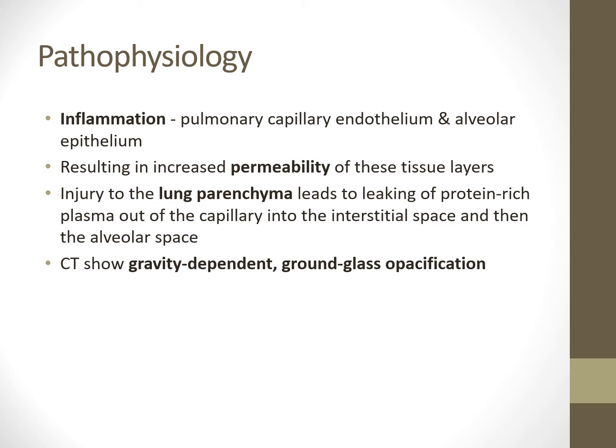So in the pathophysiology, there's inflammation that is found in the pulmonary capillary endothelium and the alveolar endothelium. What happens then results in increased permeability of these tissue layers, and that's how the lung really gets kind of heavy and wet. The injury to the lung parenchyma then leads to leaking of protein-rich plasma out of the capillaries into the interstitial spaces and then into the alveolar space. And that's what you can see then on the CT.